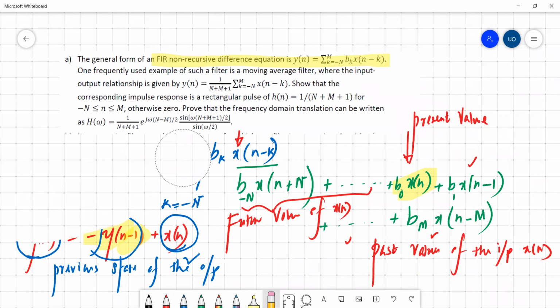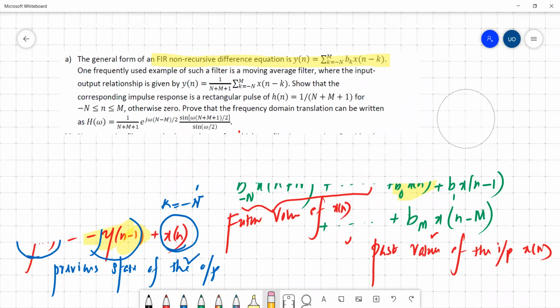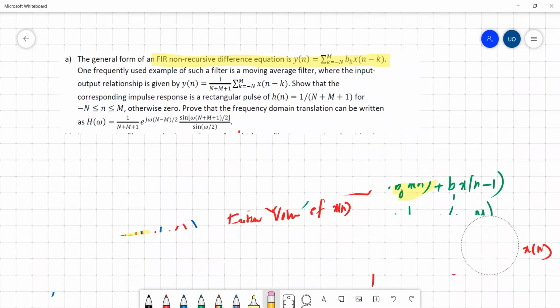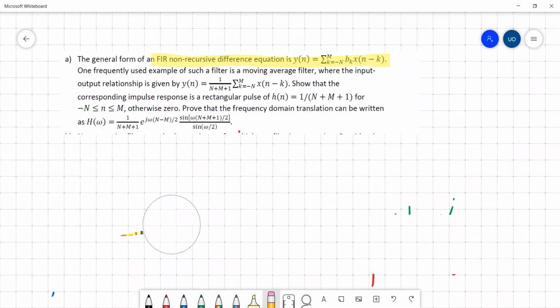Okay, now we will go to the question. We have an FIR non-recursive difference equation like this, and one frequently used example of such a filter is a moving average filter. We don't know what a moving average filter actually is, doesn't matter, where the input output relationship is given by this.